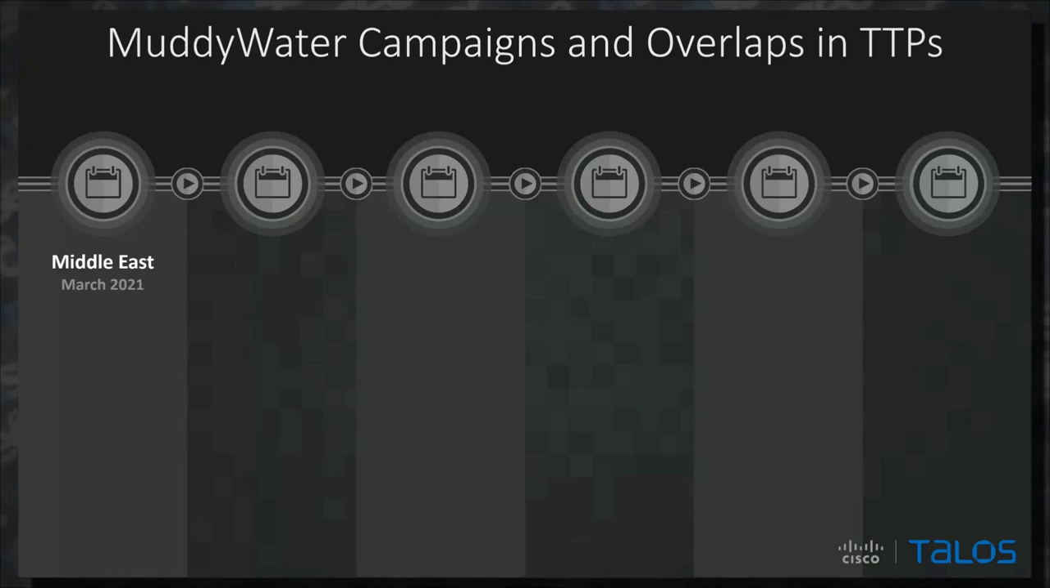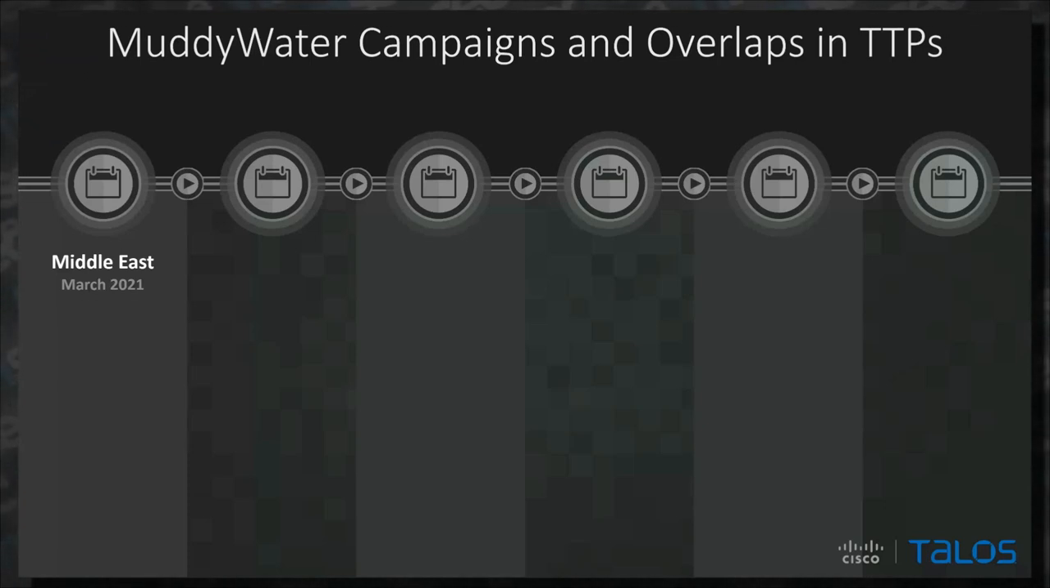So I'm going to talk through a timeline of all the different campaigns and the different attack instances in this particular template. We're going to list all of them, and then we're going to list all the salient TTPs that were used in each of these campaigns. So let's start with the first one.